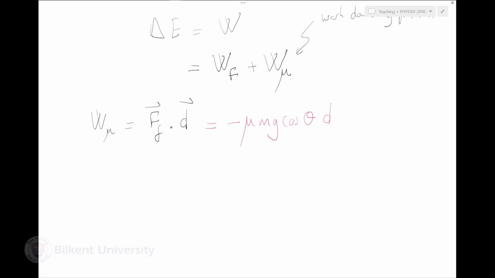That's a good point. That's the point of the exercise. Friction is not a conservative force. You always have to calculate the work done by friction separately. You cannot derive it from a potential. Let's continue with that. Let's put in the numbers.